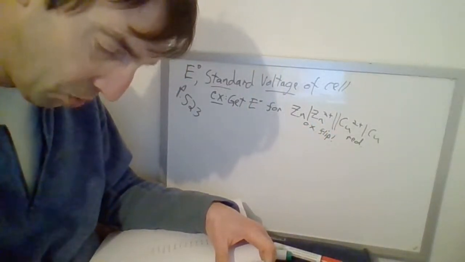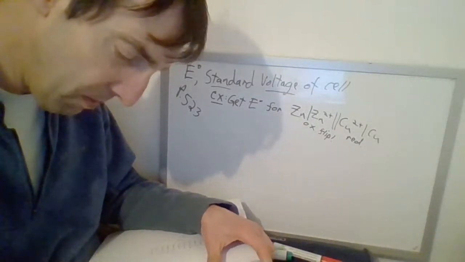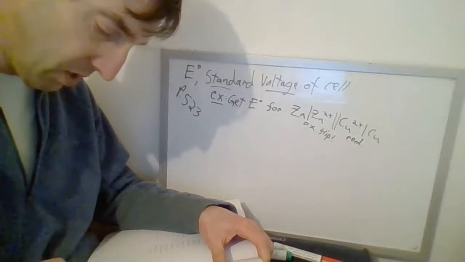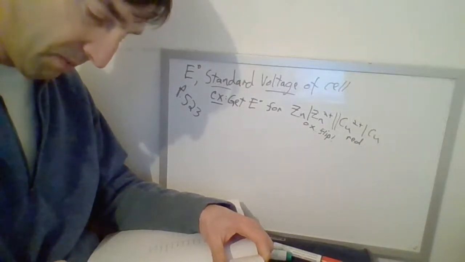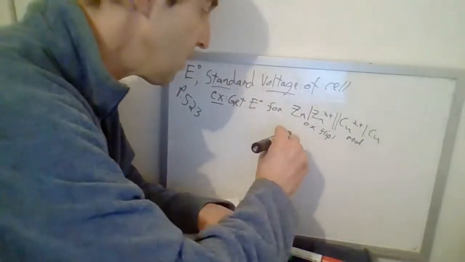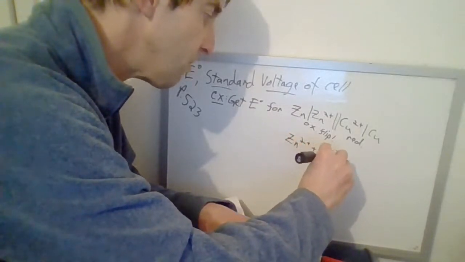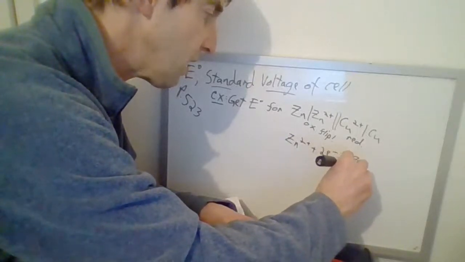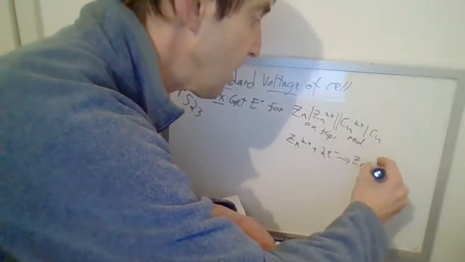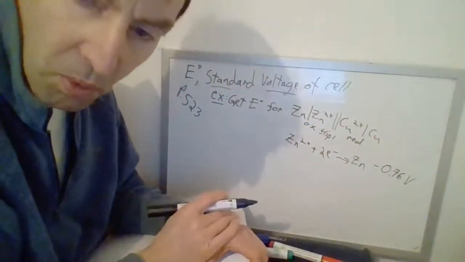So everybody find the zinc one. I wish you guys were here so I could ask you. I want to make sure you can use this data table. It's really important you can use this and you know where it is. I've got Zn2+ plus 2 electrons goes to Zn, and it's negative 0.76. And that's volts, by the way. Volts is what we measure our potential in.